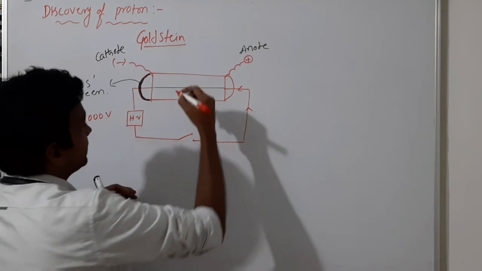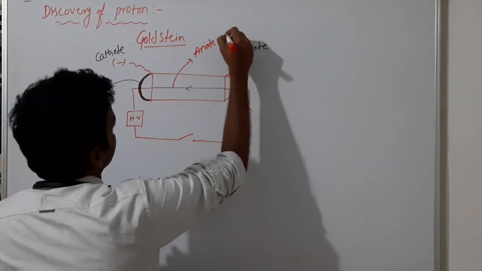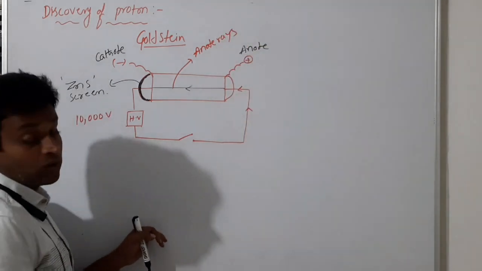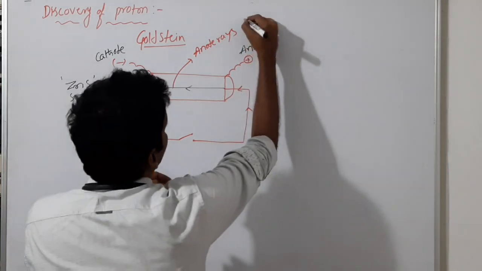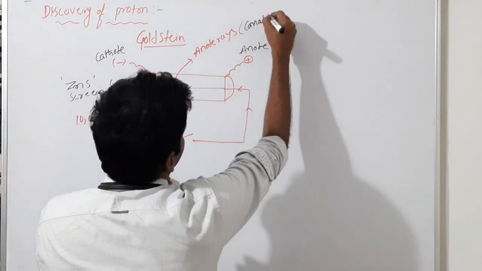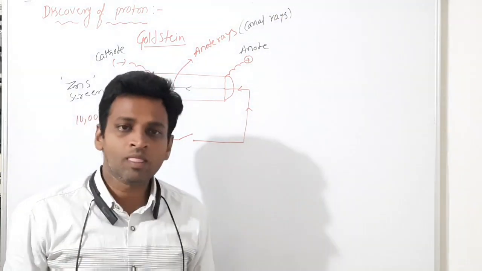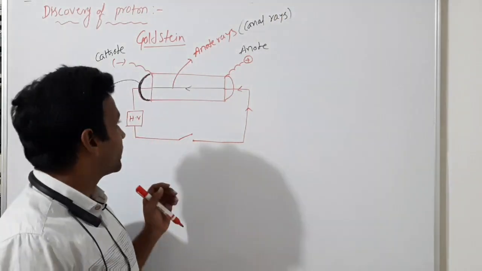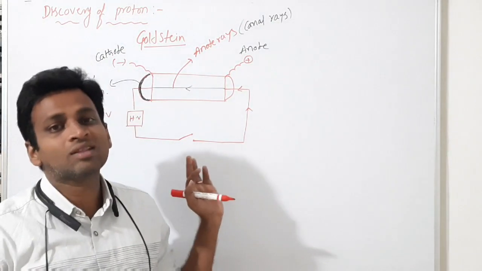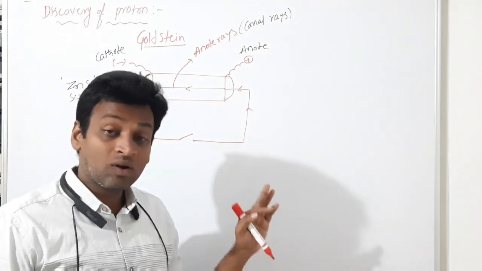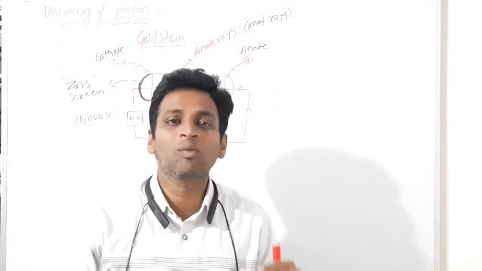What are these rays called? Anode rays, which travel from anode to cathode, and they are also called canal rays. Canal means positive. Got it clearly? Cathode rays travel from cathode to anode and are negative rays, but anode rays travel from anode to cathode.